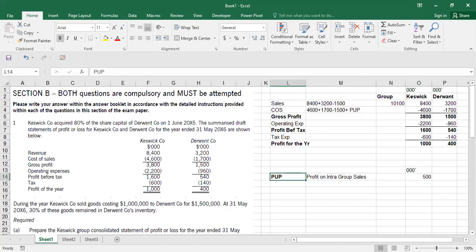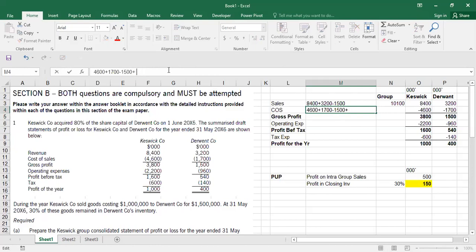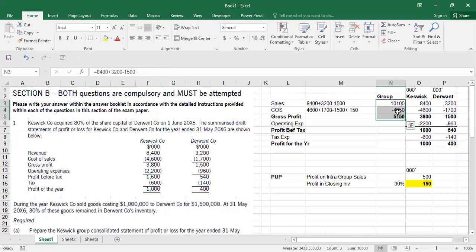And they say that 30% of these goods remained in stock. So profit in closing inventory, how much is that? 30% of 500,000. This is the number 150, which is your PUP. So I'll just put it here, 150. And this number I need to bring here, and I put here equals sign. So it comes 4950. We want to make it negative, so we'll just close the bracket and multiply with minus one. So if we make a total, it is 5150.